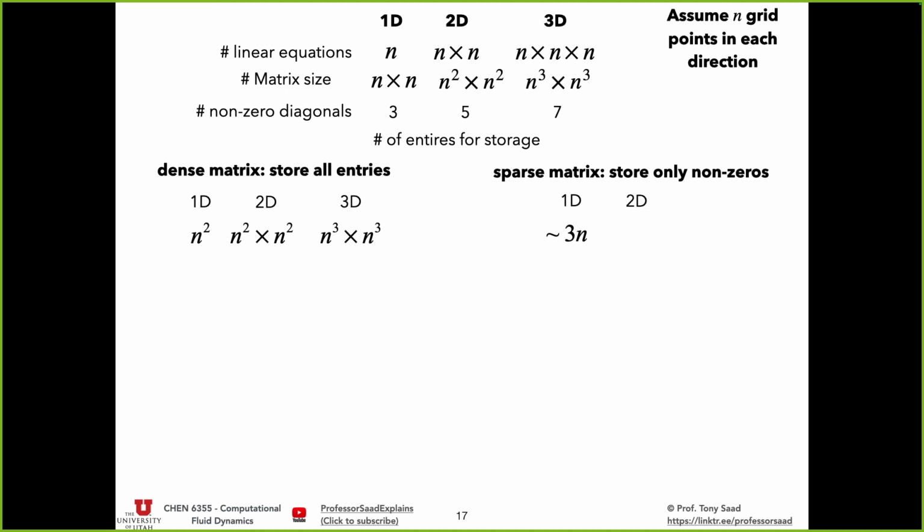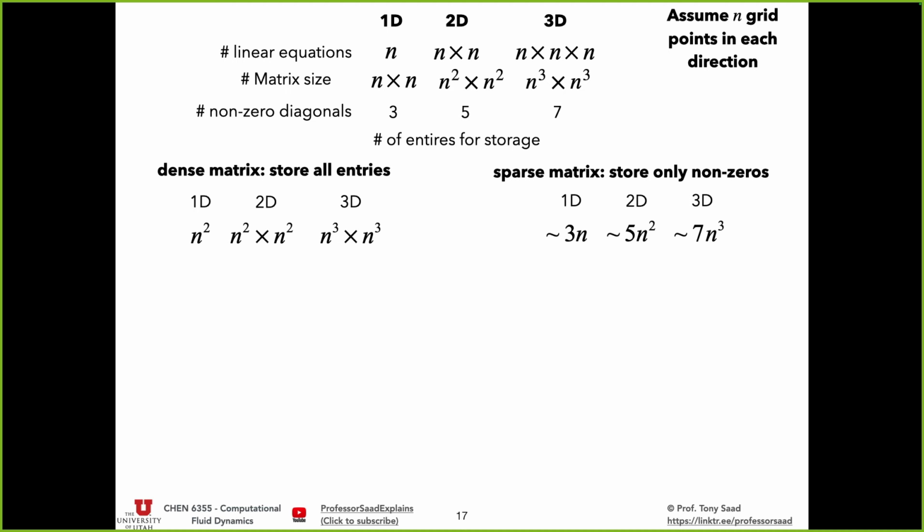Okay, what about 2D? 5n? Ah, yes, because we have n squared by n squared. So the number of entries on the diagonal is n squared, right? That's what trips you, okay? It's 5n squared. Okay, what about 3D?